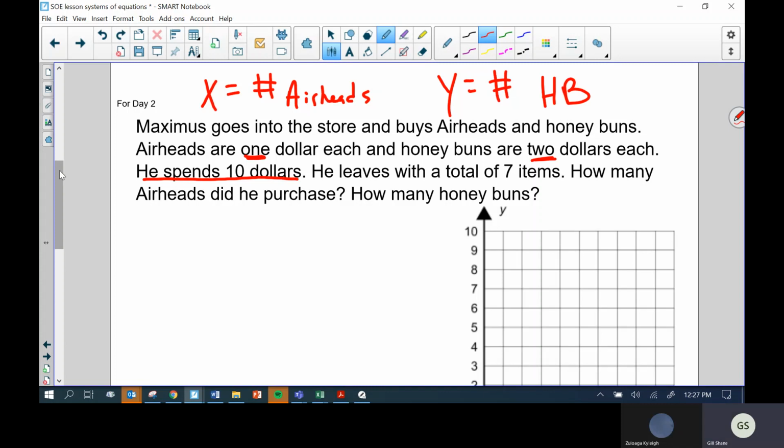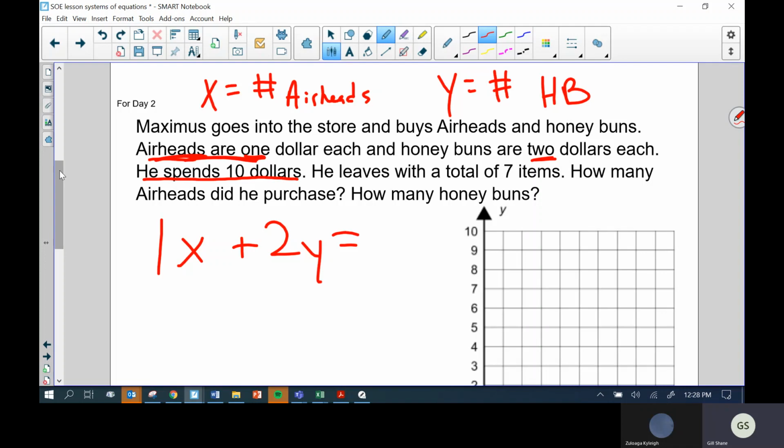So, all you have to do when you create equations that are like this ax plus by thing, you put the numbers and variables together that are about the same thing. What number is about airheads? Just airheads. 1, right? So 1 goes with X. What number is about honey buns? Just honey buns. 2. So 2 goes with Y. The number and the variable will match up as far as being about the same item, the same thing. Always, like always, they'll match up.